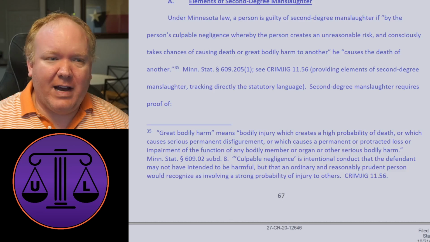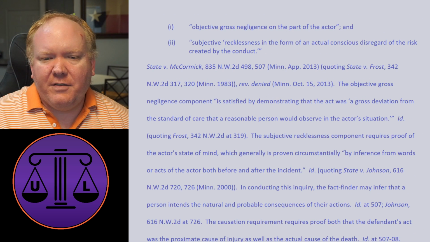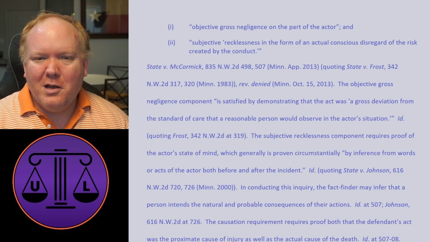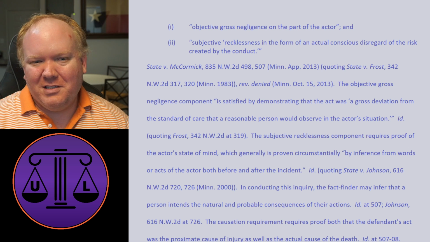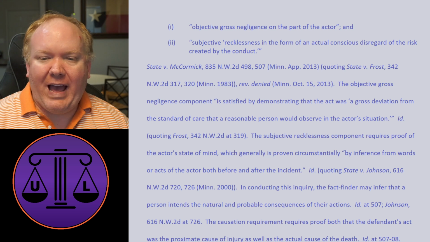So I have a duty and I violated it. Okay, so what do I have to prove? Objective gross negligence, which sounds suspiciously similar to recklessness, incidentally. So not just negligence, but gross negligence. And subjective recklessness in the form of actual conscious disregard of the risk created by the conduct.